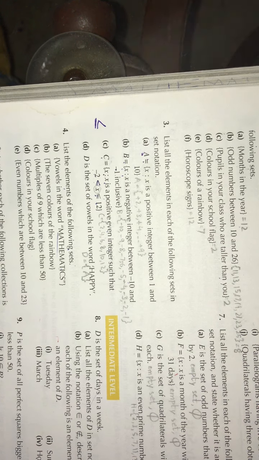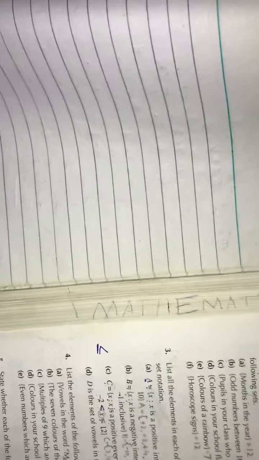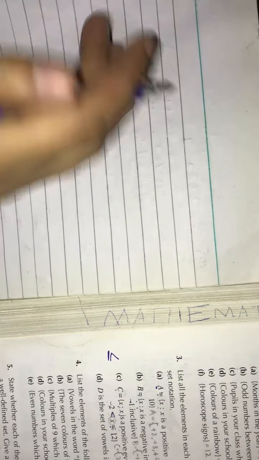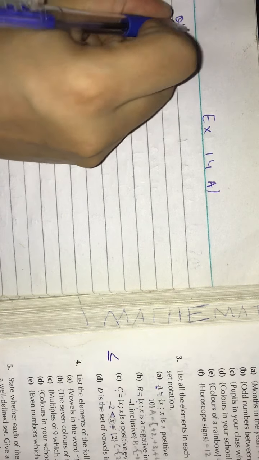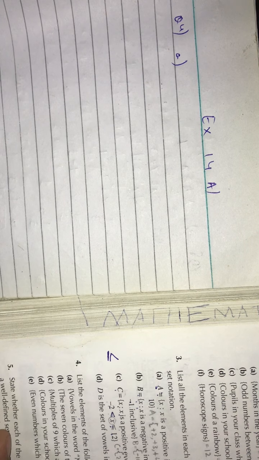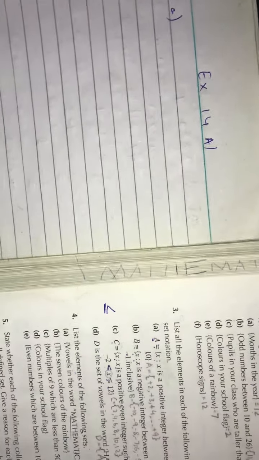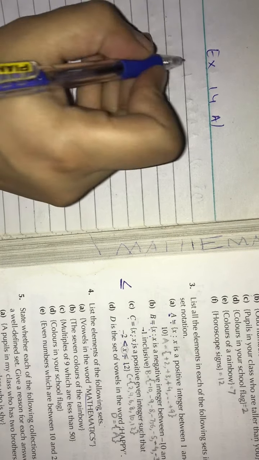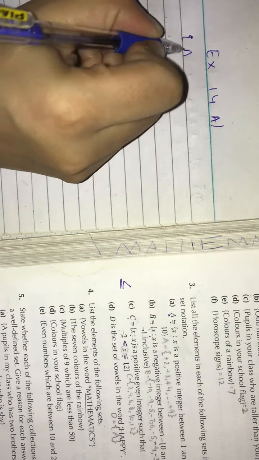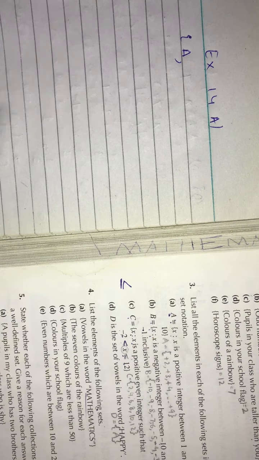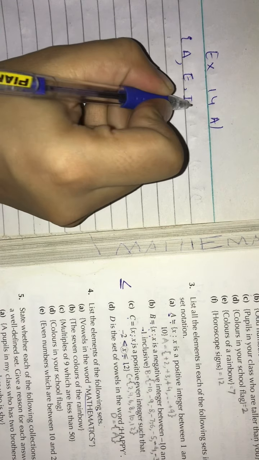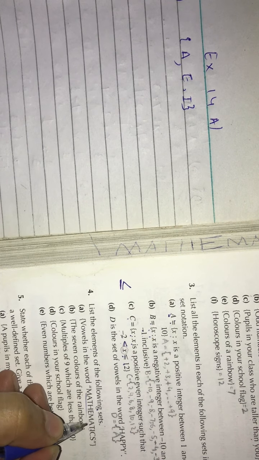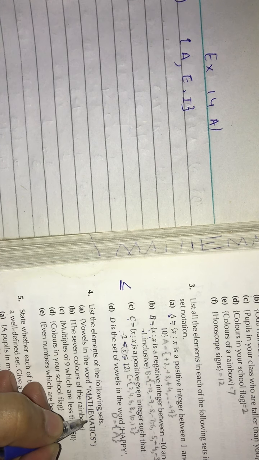Question number 4, first part. Okay, vowels in the word mathematics. Which ones are vowels? A and E and I. There are three vowels in the word mathematics.